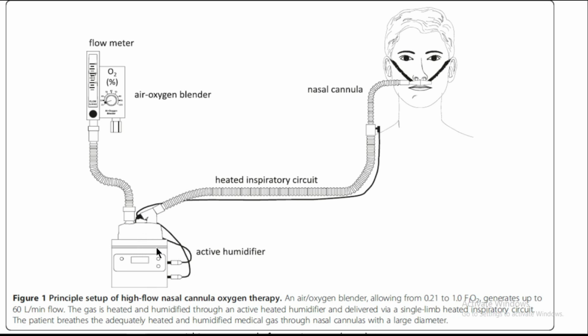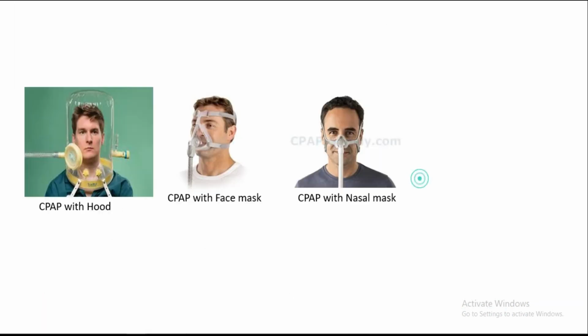This is the active humidifier, which humidifies and also heats the oxygen, and through this heated inspiratory circuit the patient gets humidified and heated oxygen. And we have said before that by this device we can deliver oxygen to the patient at the rate of 70 liters per minute, that is a high amount of oxygen. Here we have shown the devices of CPAP with hood, CPAP with face mask, and CPAP with nasal mask.